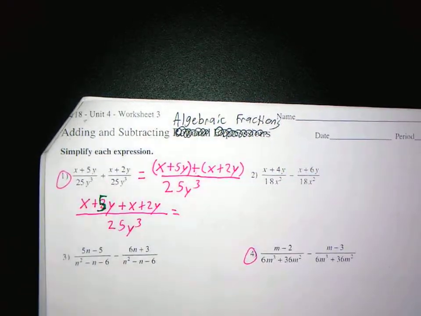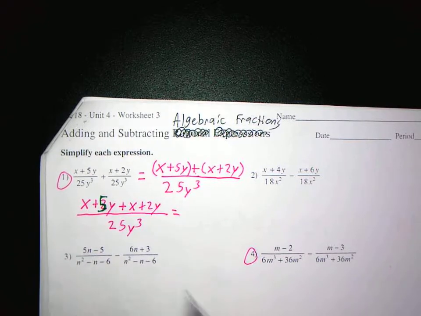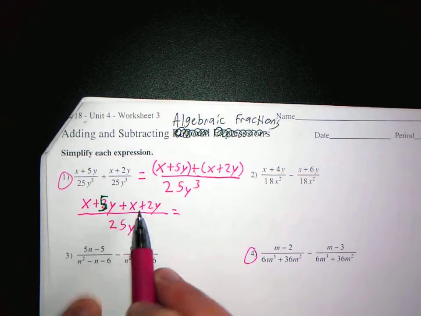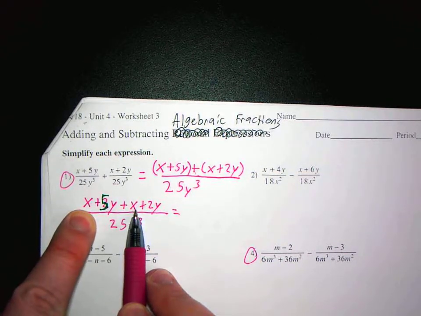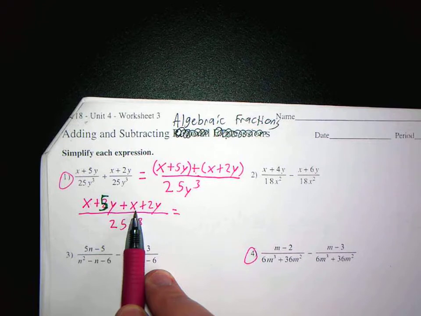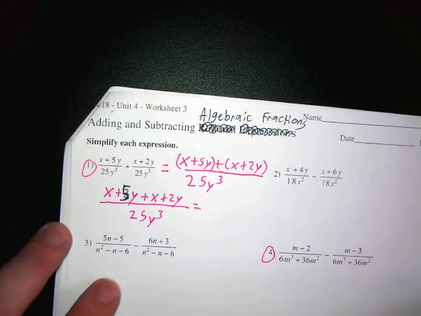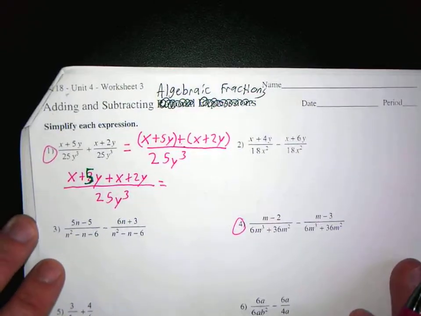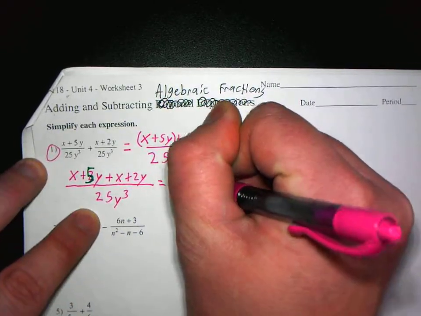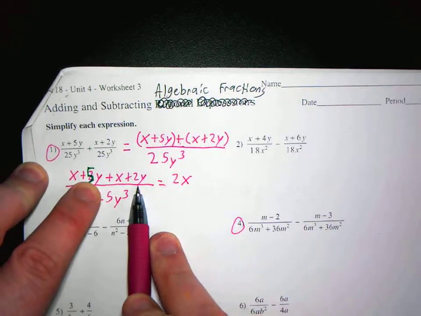All right, so looking at the numerator, what combines in the numerator? x times x makes x squared. When you have 1x and another x, how many x's do you have? 2x. And then when you have 5 y's and 2 y's, how many y's do you have? 7.